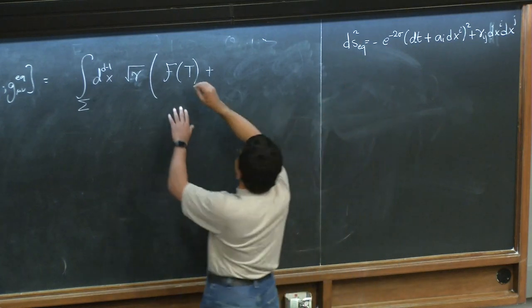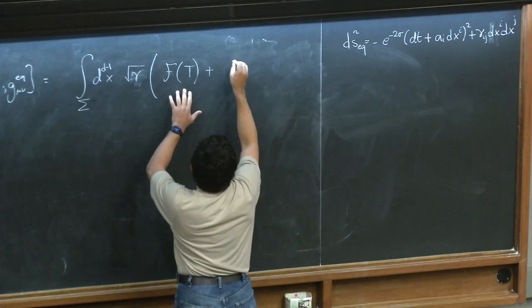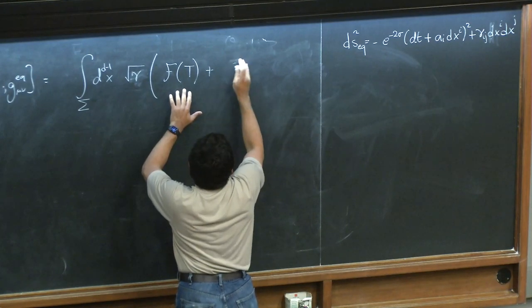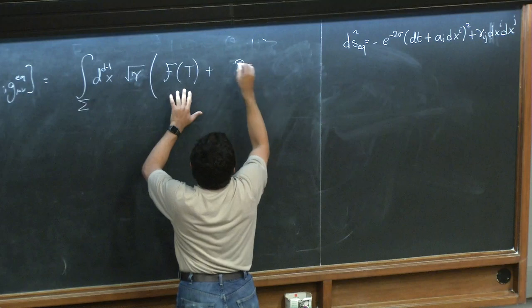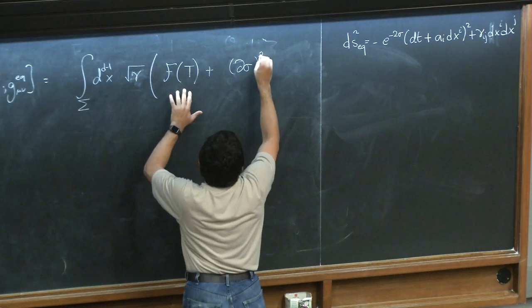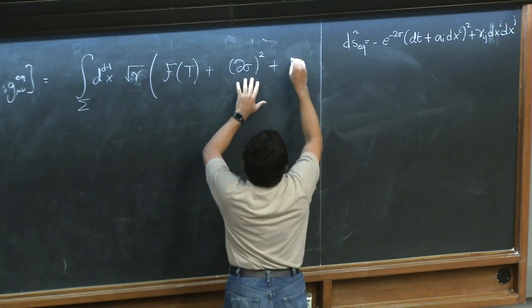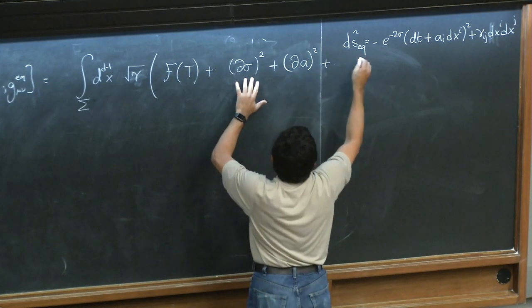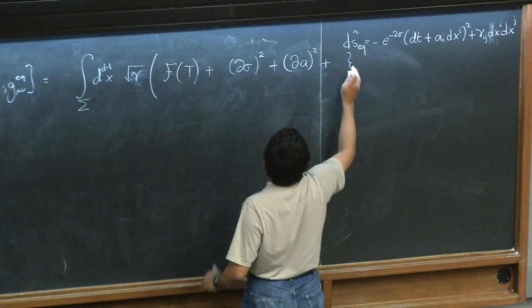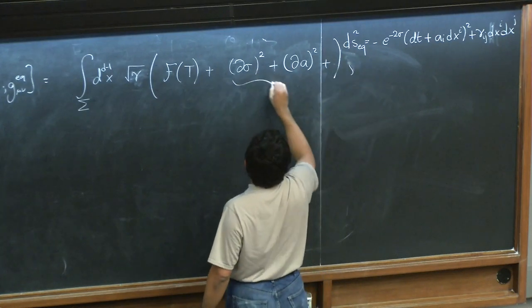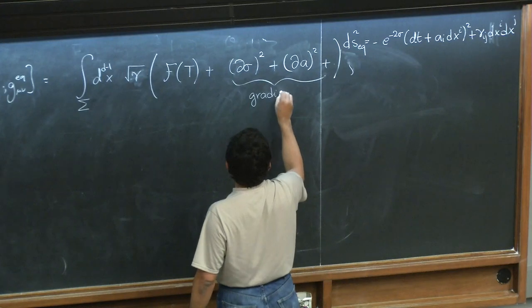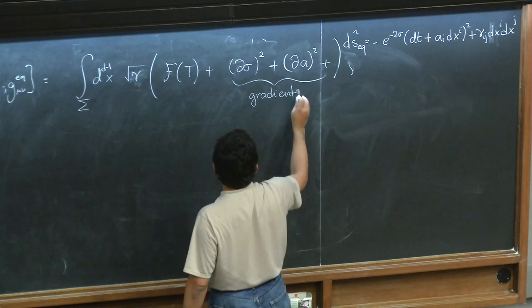That's the metric, and then you can have terms involving derivatives of sigma, terms involving derivatives of A, and so on. These are all the gradient terms, and you can assemble them and study this order by order in perturbation theory, in this gradient perturbation theory.